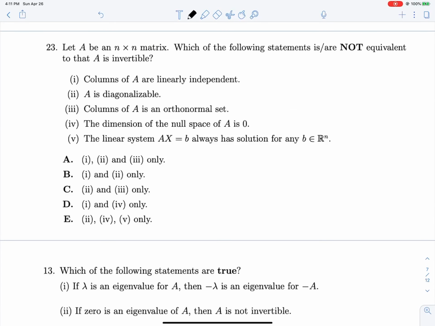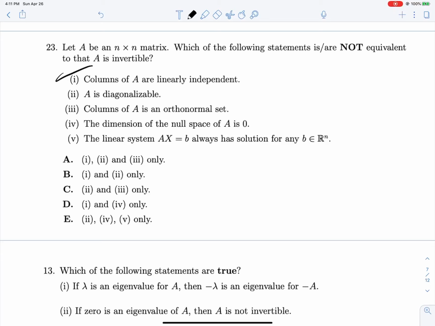What about 23? Let A be an n by n matrix. Which of the following statements is not equivalent to the fact that A is invertible? Okay, an invertible matrix can be reduced down to the identity matrix. That's going to be helpful for this. Well, the columns of A are linearly independent just simply because it can be reduced down to the identity matrix, which has a pivot in every column. So I'd agree with that right there.